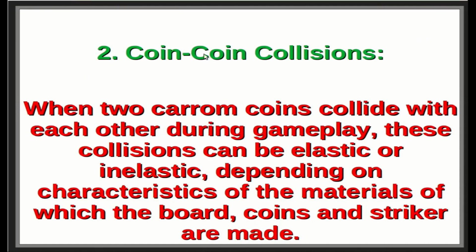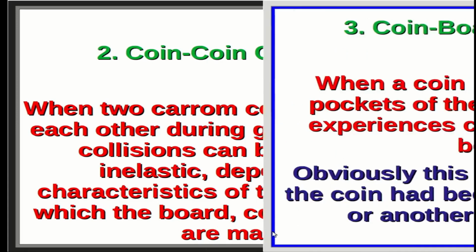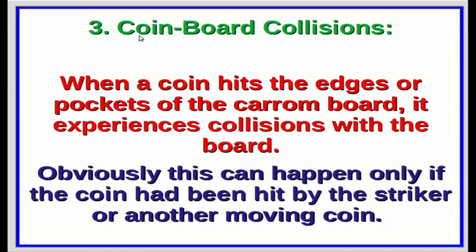Secondly, we have the collisions between coins. When two Carrom coins collide with each other during the gameplay, these collisions can be elastic or inelastic, depending on the various characteristics of the materials of which the board, coins, and striker are made. Thirdly, we have coin board collisions. When a coin hits the edges or pockets of the Carrom board, it experiences collisions with the board. Obviously, this happens only if the coin had been hit by the striker or another moving coin.